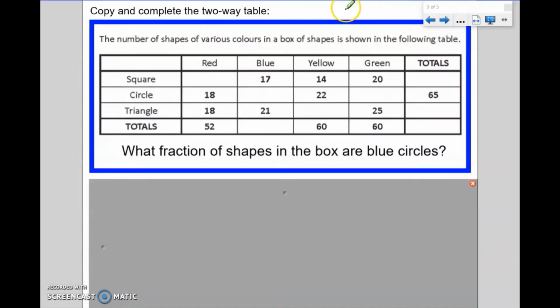Question 3. Again, there is some information on the screen. Could you take this time to pause the video, copy and complete the two-way table, and answer the interpreting question?